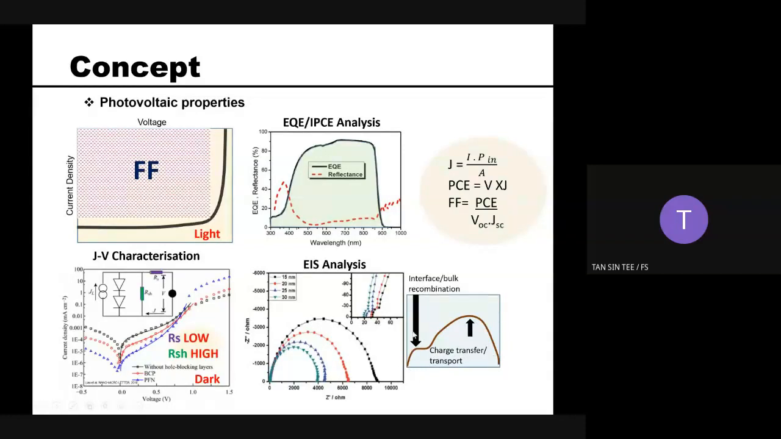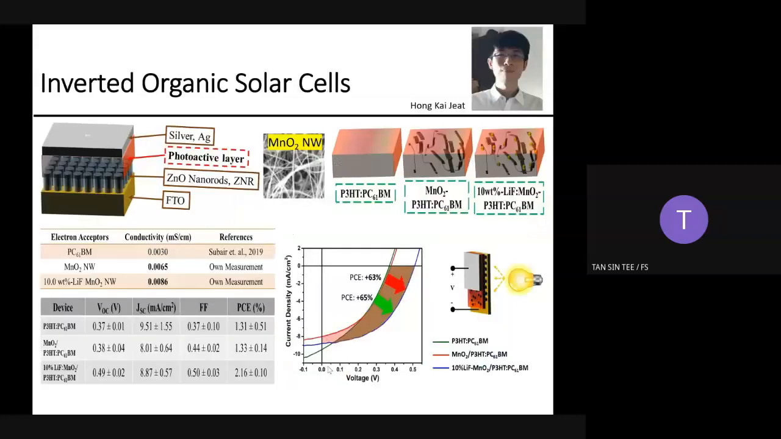In the OPV structure, the first loop refers to the interface or bulk recombination of the system. And the second larger loop shows the charge transfer mechanism. For a good solar cell, we always want a smaller semicircle, because a smaller semicircle means you have a smaller resistance, and then you can have more charge density in the solar device.